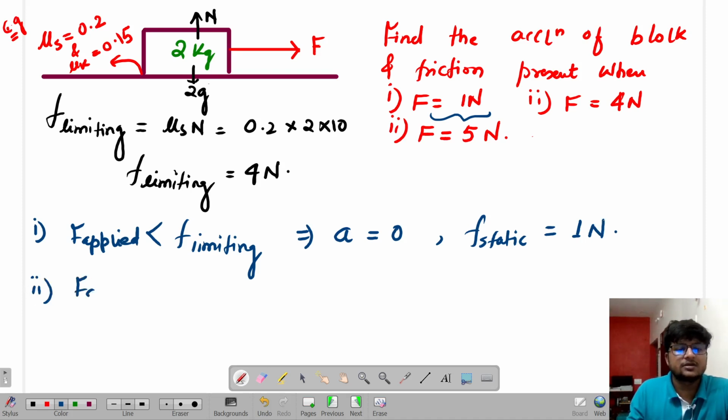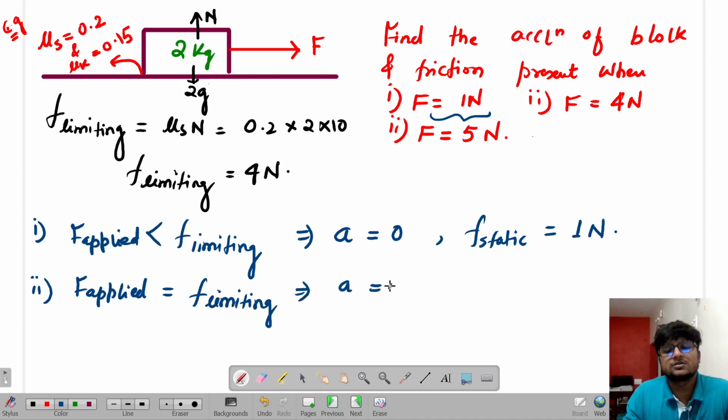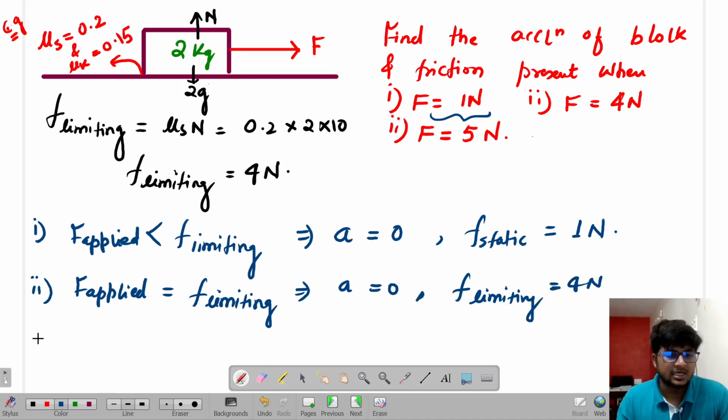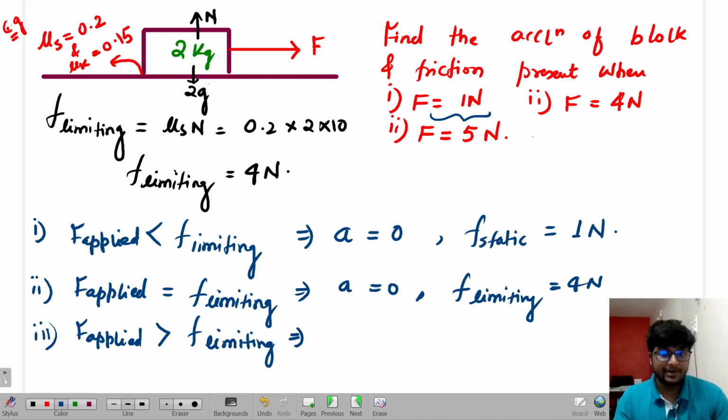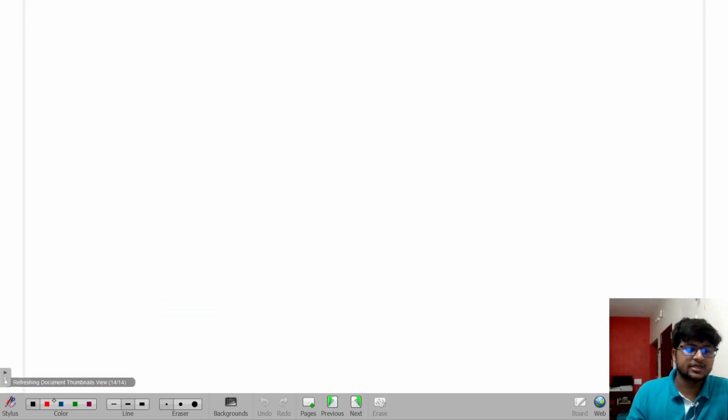Second scenario, F applied is exactly equal to F limiting. I told you if it is exactly equal, then again acceleration is going to be 0. And the frictional force will be the limiting frictional force, which is equal to 4 newton. Now third scenario: if F applied becomes greater than F limiting, then this particular body will have acceleration, yes or no. And how do we write acceleration, I'll tell you another trick, keep that in mind.